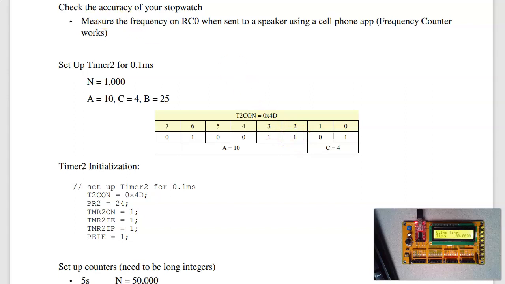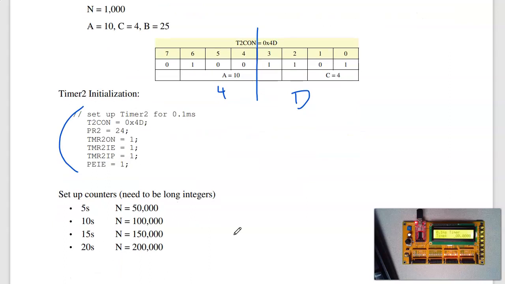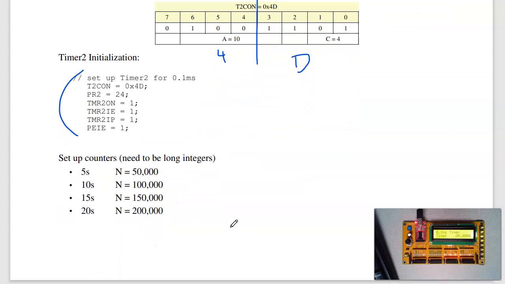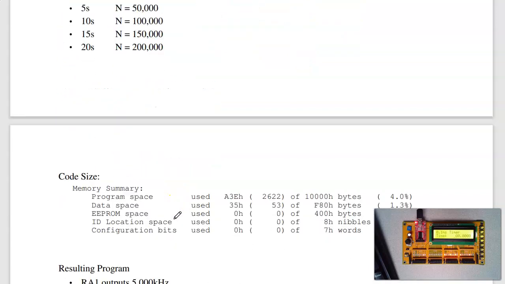Splitting it up into nibbles gives you 4, 13, which is D. And then PR2 is 24, meaning 25. So there's the timer 2 initialization. The counts that I need to initialize, I'm going to decrement to 0, stop at 0. 5 seconds is 50,000 counts at 100 microseconds per count. There's 10 seconds, 15, and 20. So these need to be long integers to store numbers that large.